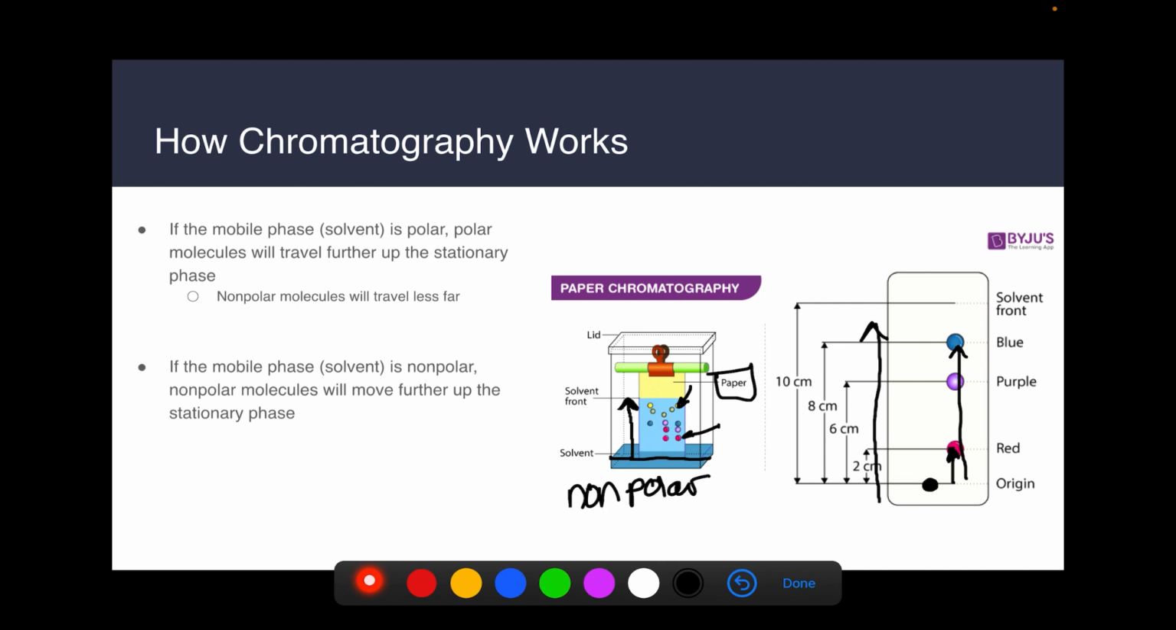If the mobile phase is nonpolar, nonpolar molecules, like the yellow one in this case, will travel further up the paper, and polar molecules will travel less far.